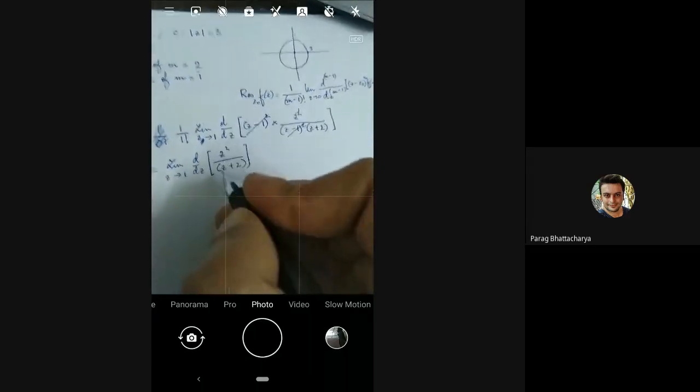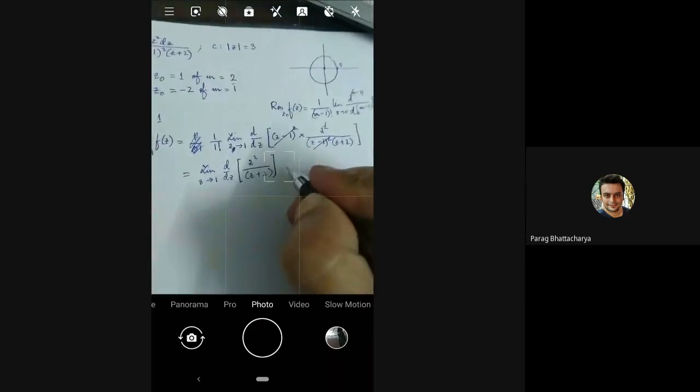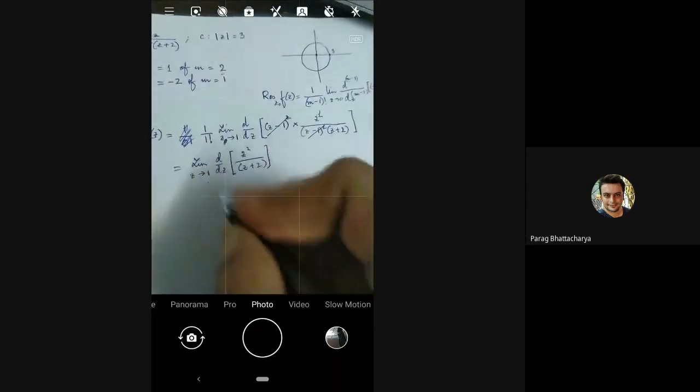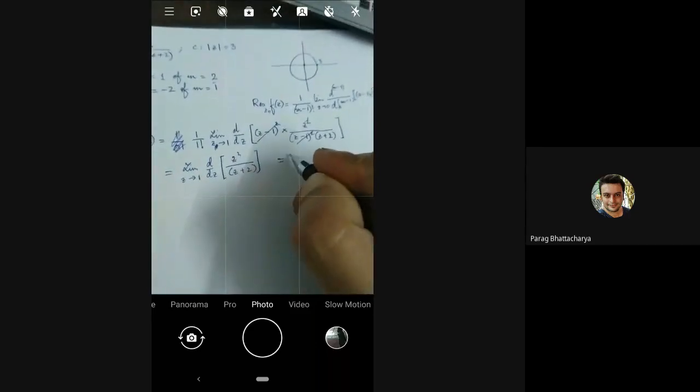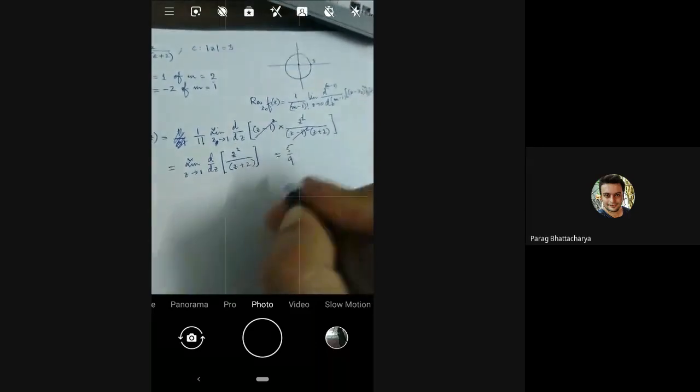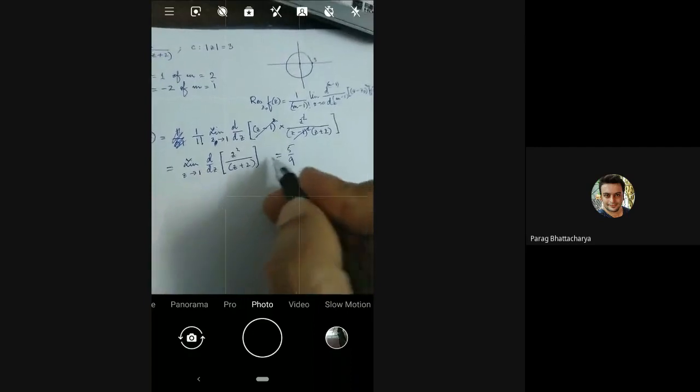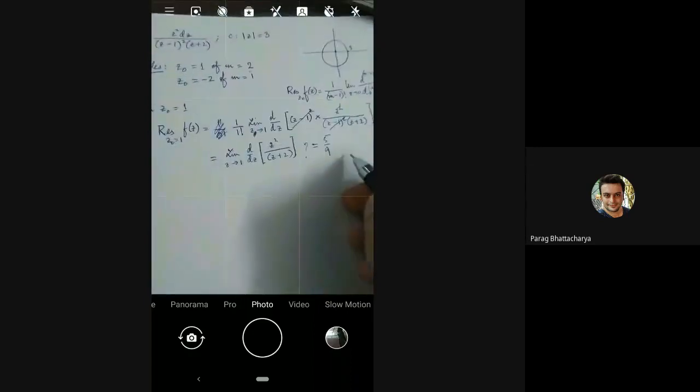You can evaluate this on your own. You can use the quotient rule. I'll just skip the steps. Use the quotient rule to differentiate this, and when you put the limit here, you should get the answer to be 5/9. Okay, so please try out the steps in between. This is the residue for this one.